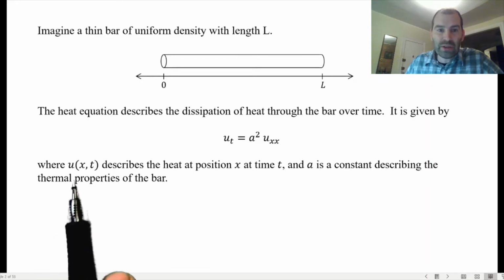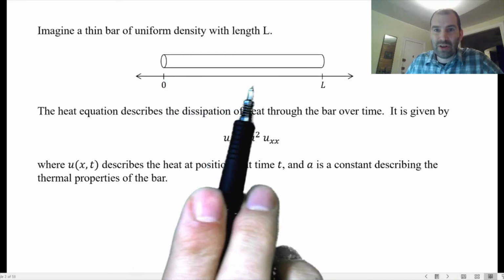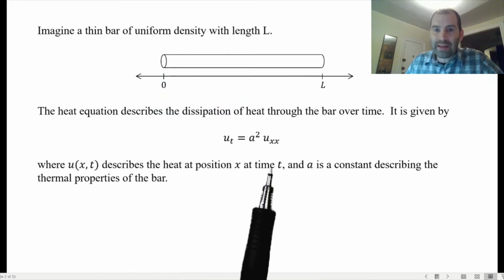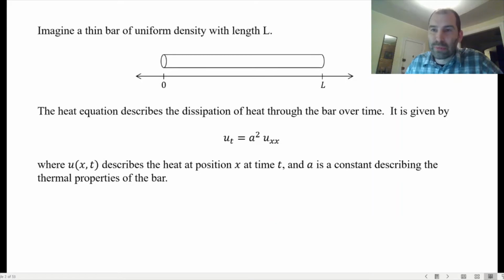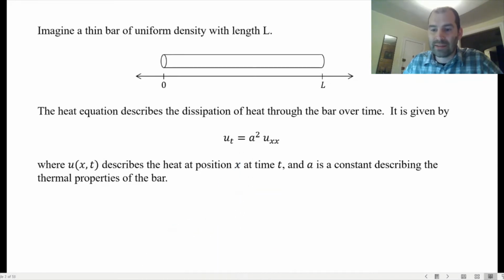What does U measure? U describes the heat at position x, so some position along the bar between 0 and L, at any time t. And A is some constant describing the thermal properties of that bar, how fast we could expect heat to dissipate through it. If it's metal, we expect heat to dissipate very quickly because metal is a good conductor. If it's something else, like wood, it might dissipate a lot slower. So that'll be taken account of by this constant A.